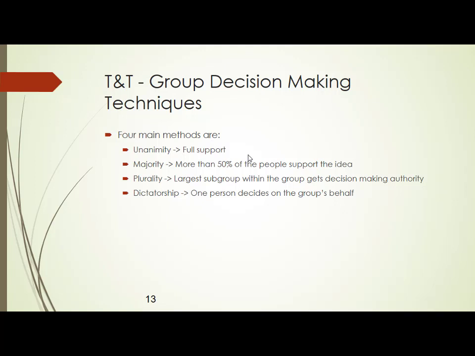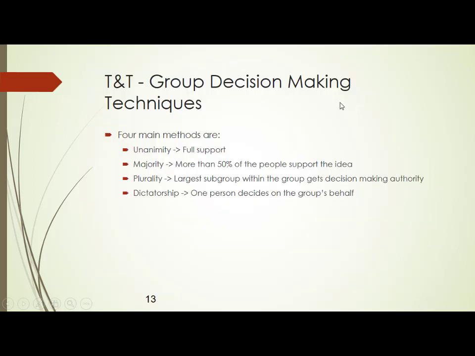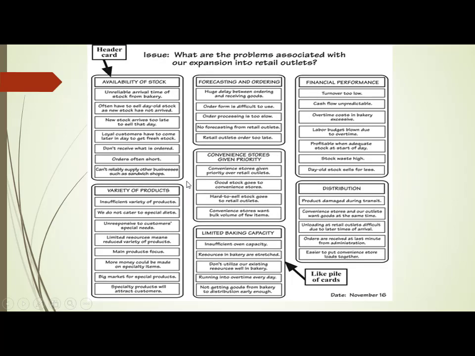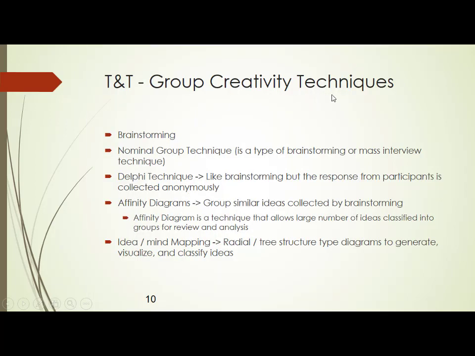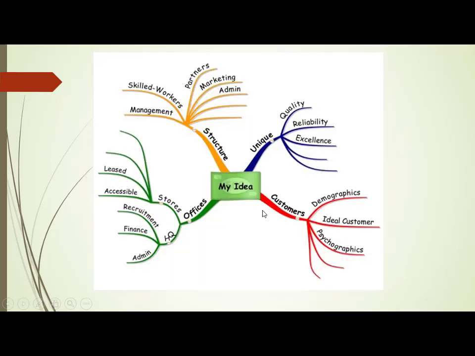So these are some of the group decision making techniques. There are two things you should understand: group creativity techniques and group decision making techniques. Group decision making techniques are the methods used when you have to take a decision, how you are going to take it. Here you are using creativity techniques to brainstorm and put down your ideas so that it is easy for you to understand. So creativity and decision making are two different things.